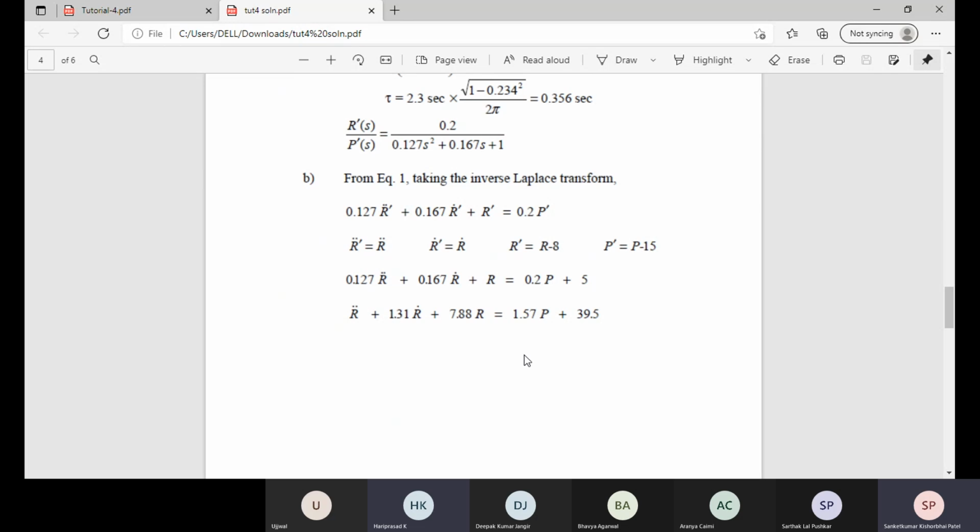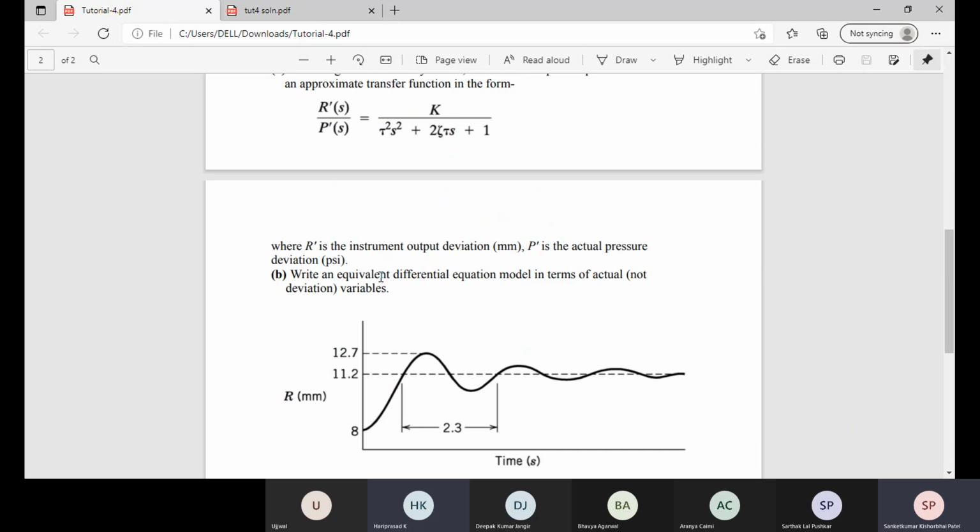I think that much only. Any questions here? Aranya, Bhavya, Deepak, and Ujjwal. Any queries? Okay, so if there are no more queries, we can go to the last question maybe. Yes.